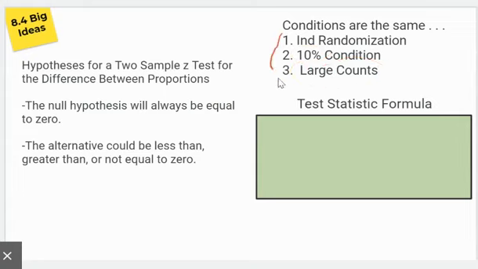Now for all three of these, we need to check all three of these conditions for both samples, the 10% condition for both samples and the large counts for both samples.